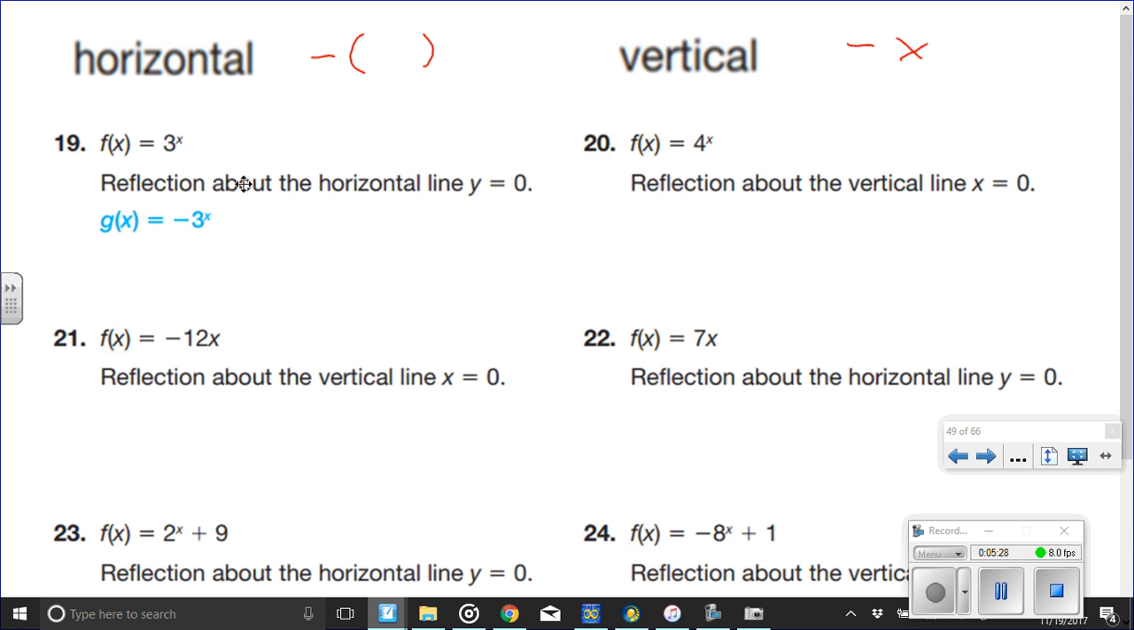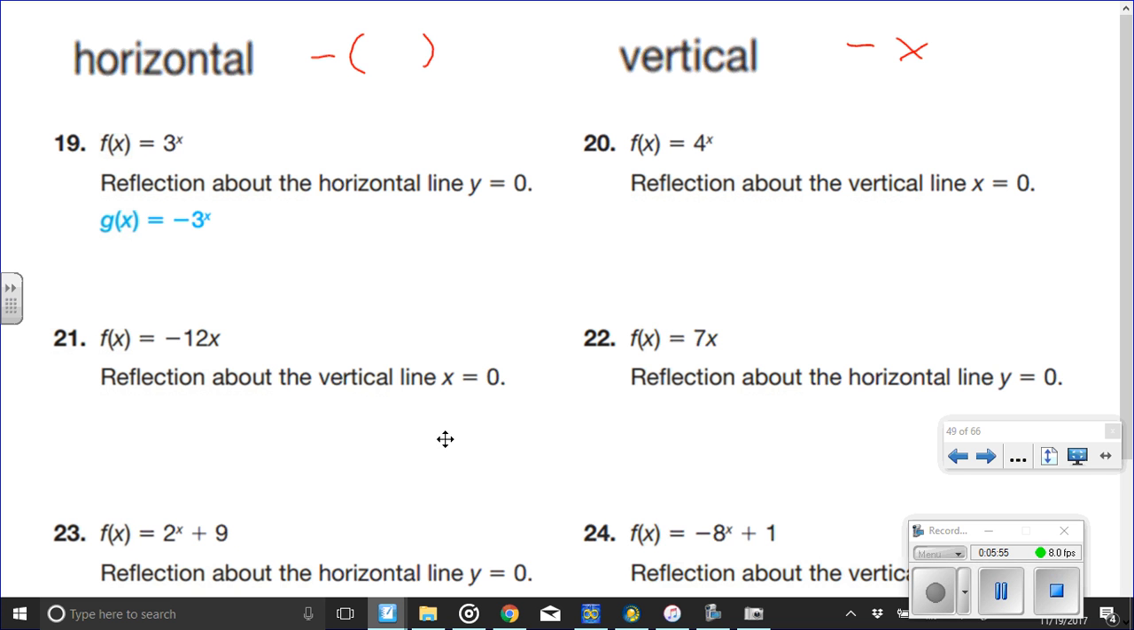So when it's a horizontal, what you want to do is use parentheses and apply a negative. The negative is what's going to make it reflect. So we're going to put a negative around the whole function and then apply that negative to it. If it's a vertical reflection, we're only going to put the negative around the x and then apply it.